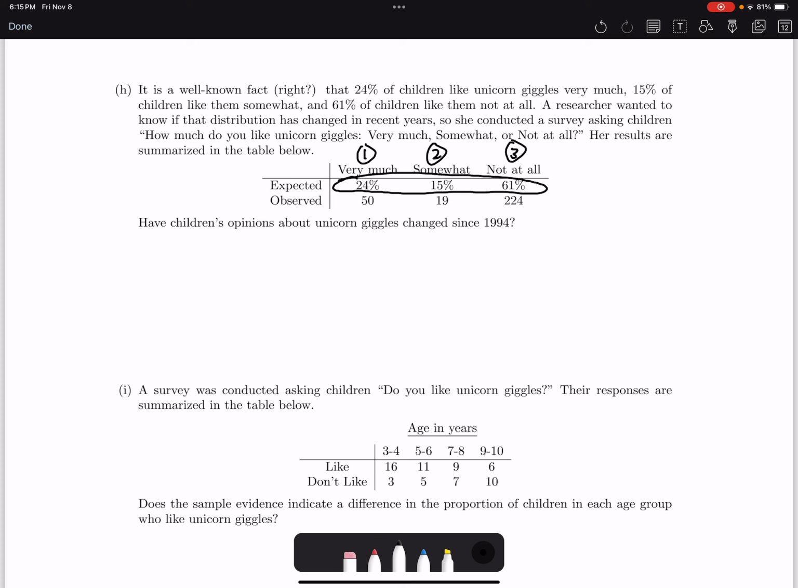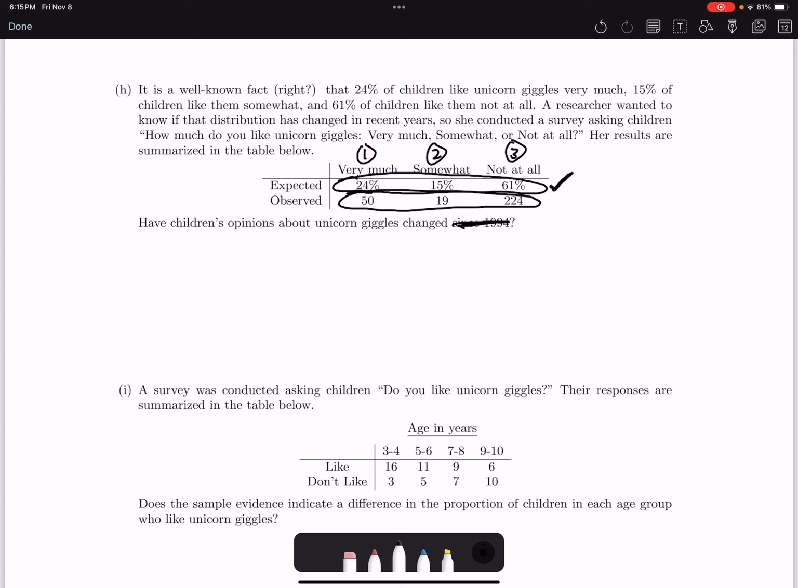I think I edited this and I forgot to change the question, but still, the question remains: have children's opinions about unicorn giggles changed? So I'll have to correct that. So not since 1994, just have their opinions changed. This was the status quo, right? And this is what we've collected now, and we want to know if there's a difference, right?